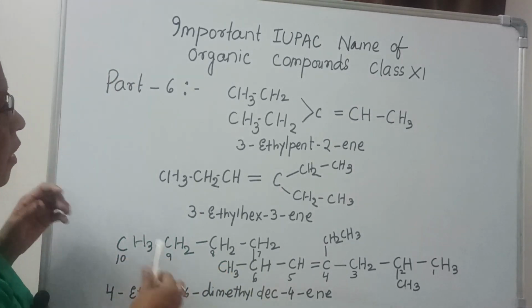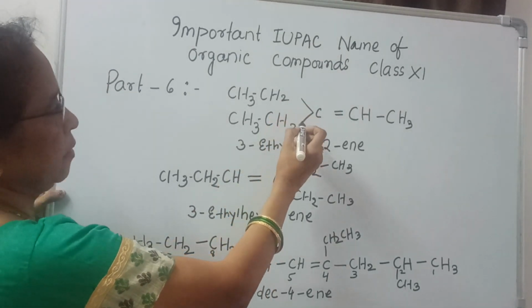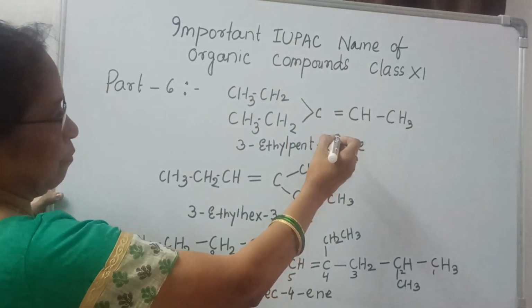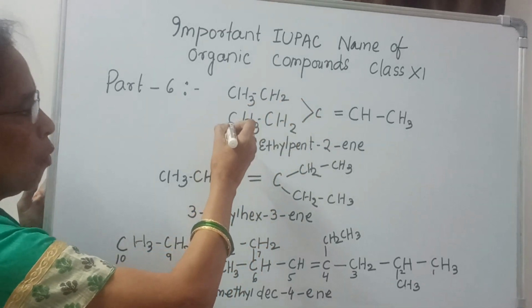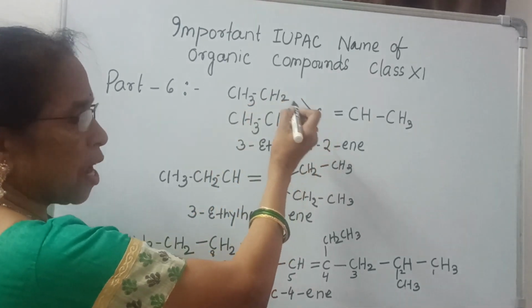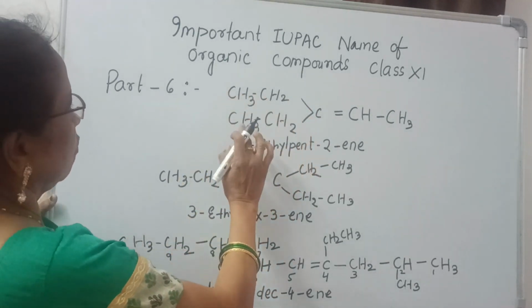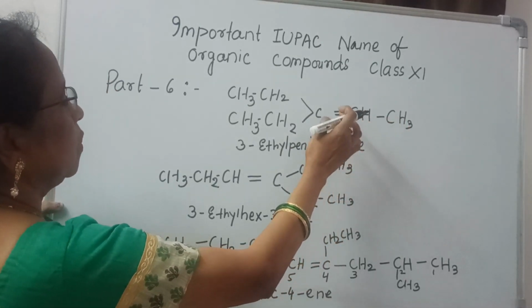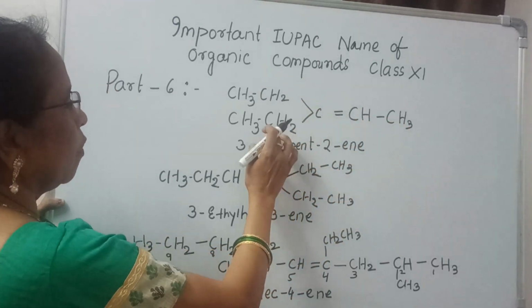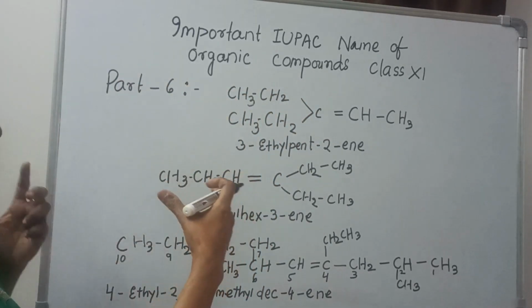Now see here CH3 CH2, and here you can observe this is not a straight chain, but a branch chain. Okay, and now what happened? How can you make the longest chain? 1 2 3 4 5, or 1 2 3 4 5. This is a substituent group.